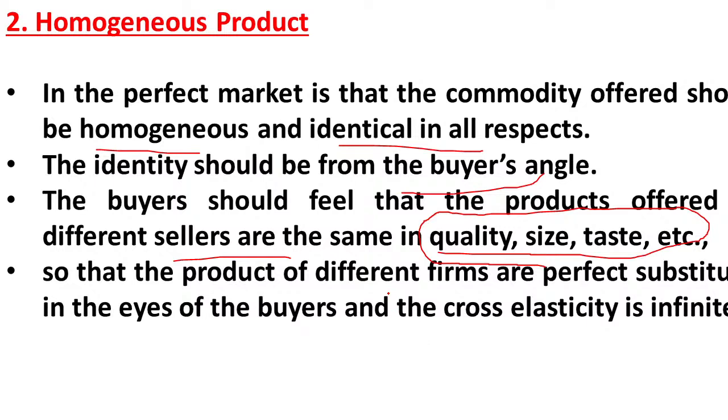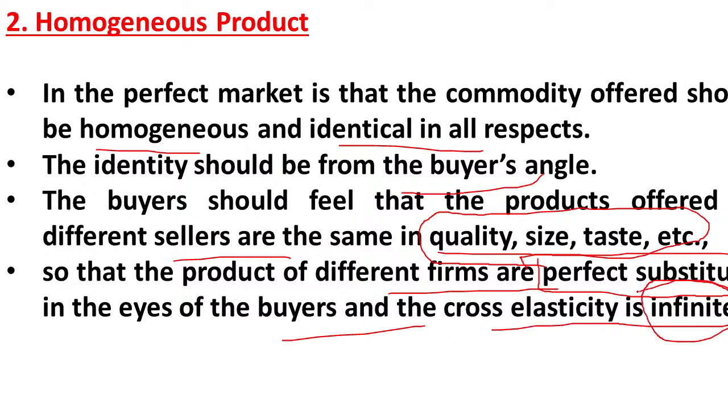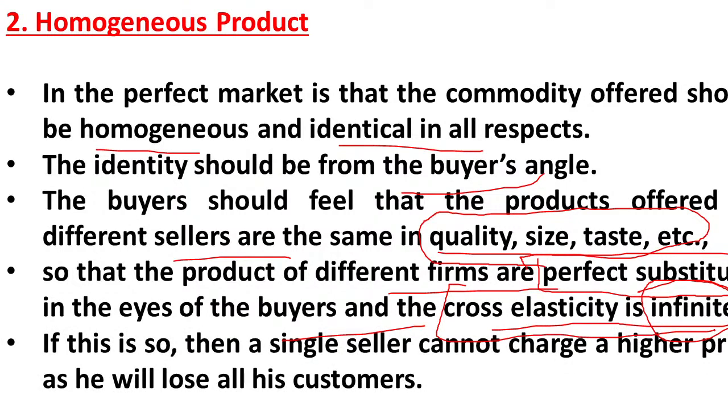So the products of different firms are perfect substitutes here. Please remember, in a perfect competition market, the goods are perfect substitutes for each other, and so the cross elasticity is infinite. If this is so, then a single seller cannot charge a higher price as he will lose his customers. The product is homogeneous and there is a uniform price in the entire market. If a seller starts charging a higher price, the buyer will move to another seller, so he cannot increase the price here.